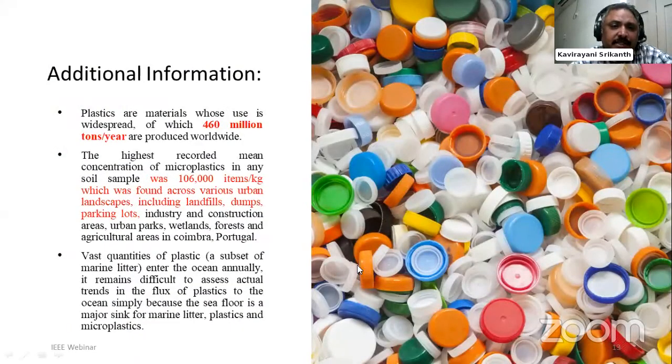But we also have to understand that this has become a widespread problem today, because we are using like 460 million tons per year, and the recorded mean concentration of microplastics in soil samples was seen as 106,000 items per kg in landfills, dumps, parking lots, etc. When we are doing studies on earthquakes, the reasons for earthquakes, and the various problems that are emerging in the environment, we might have to look back at our usage pattern of plastics.